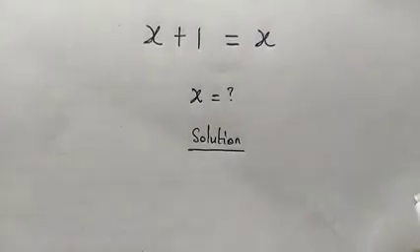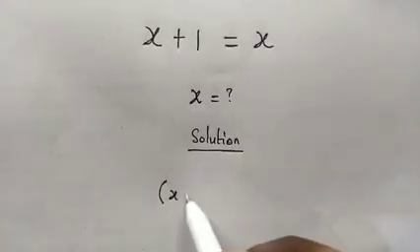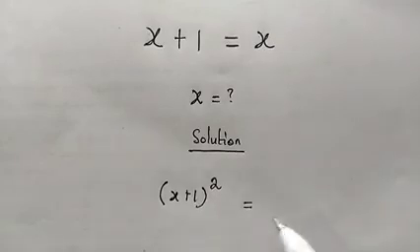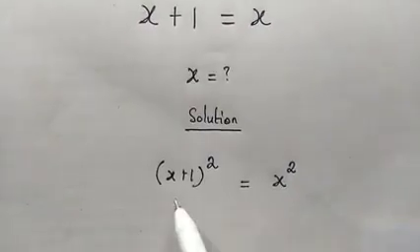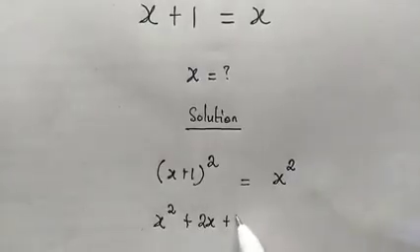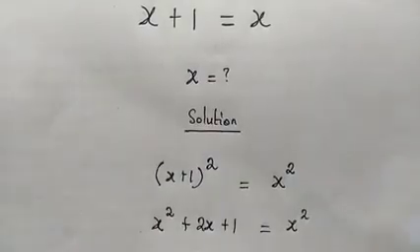Now let's try the following. We square both sides. So let's see what will come up. From the left hand side we have x plus 1 whole squared. This will be equal to, from the right hand side, x whole squared. Now from the left hand side we get x squared plus 2x plus 1. So this will give us at the right hand side x squared.